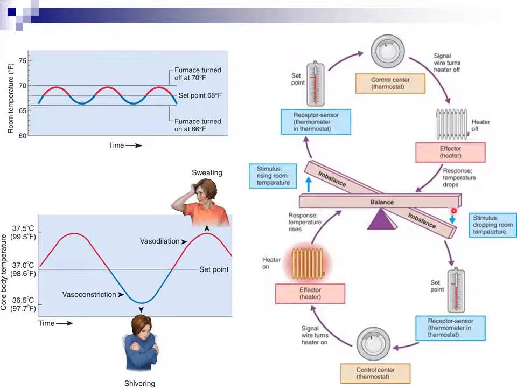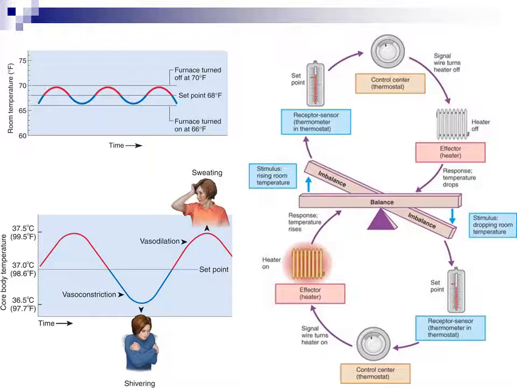If the temperature gets too low, this will act as a stimulus. The stimulus is detected by the receptor, in this case the thermometer. The thermometer sends this information to the control center via the afferent pathway. The control center, the thermostat, compares the current temperature to the ideal and makes a decision that it is too far from the set point. The temperature is too low.